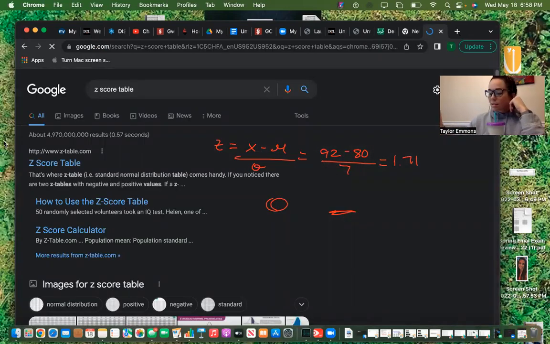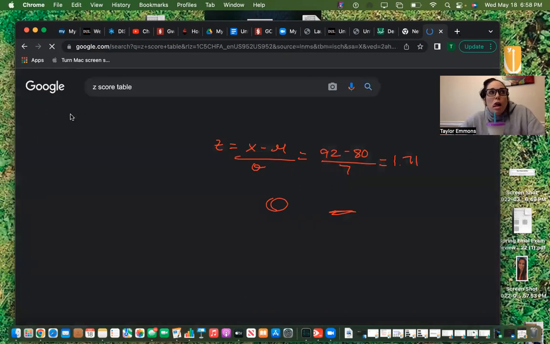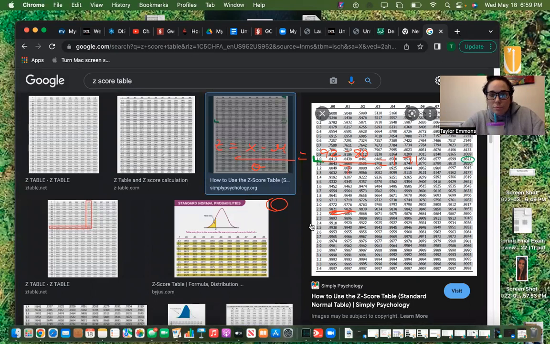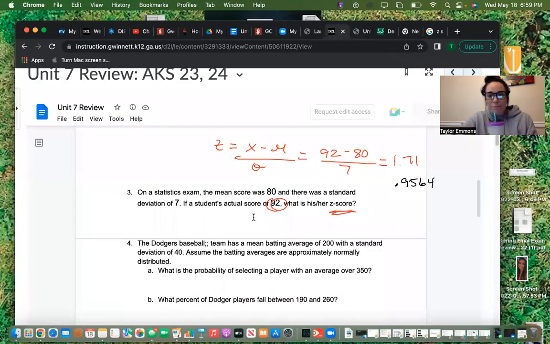It would have to ask something like, how many students got a score of 92 or below? So 1.71, that's going to be 0.9564. So that means that 95% got a 92 or below on this exam.